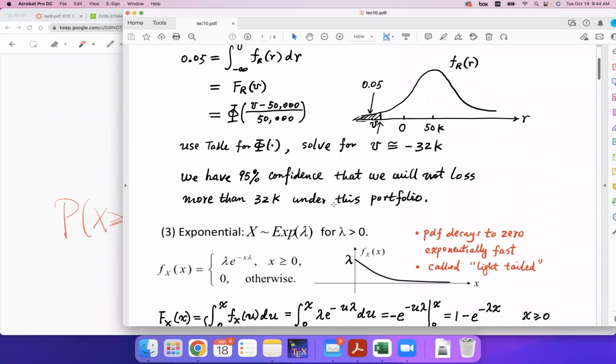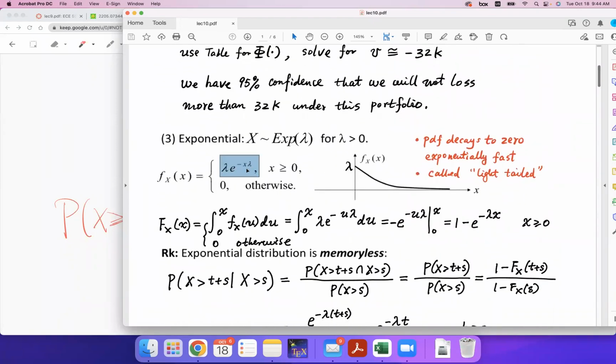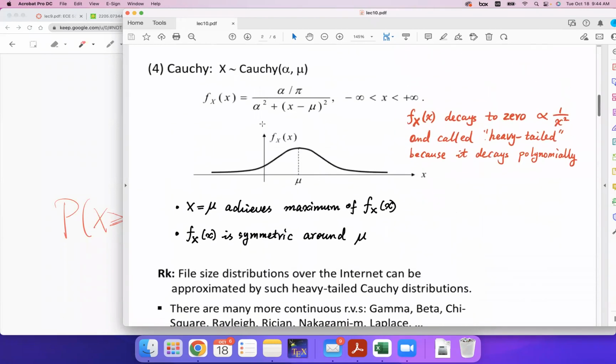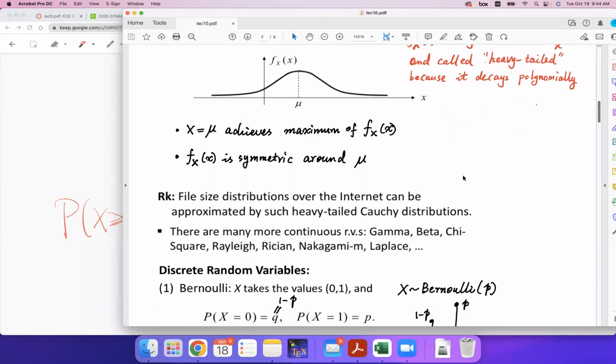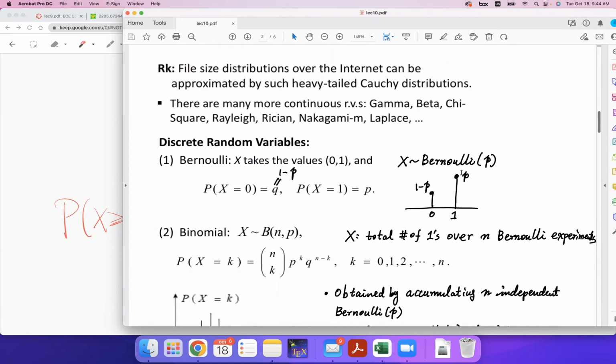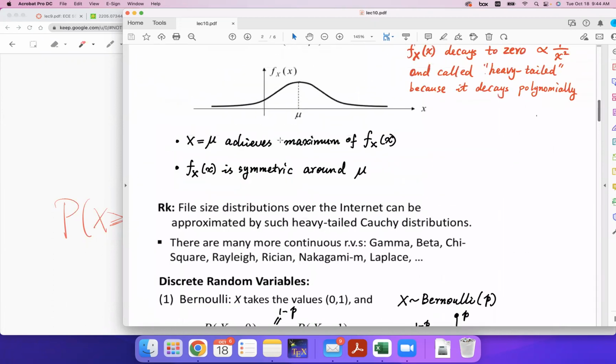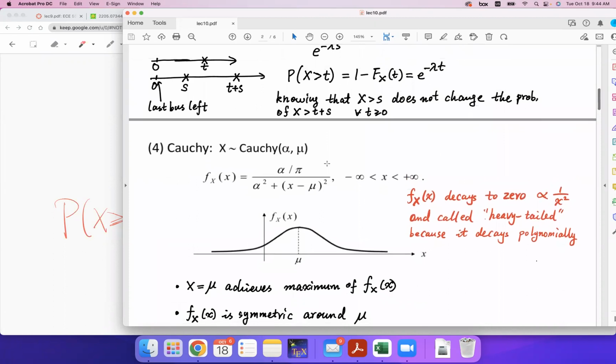Right? In this exponential PDF, the function decays exponentially fast. But here, the PDF function decays polynomially fast. This is a much slower decay in general. So which means the tail will be much heavier compared to the exponential distribution. So we call this heavy-tailed random variable. And so these are examples of continuous random variables.